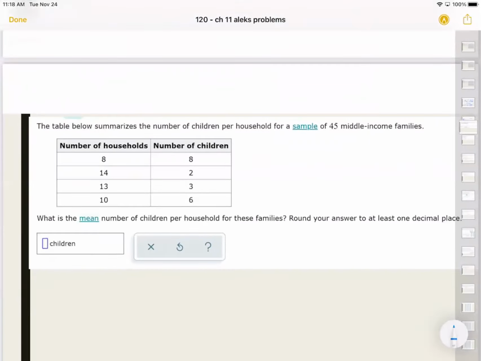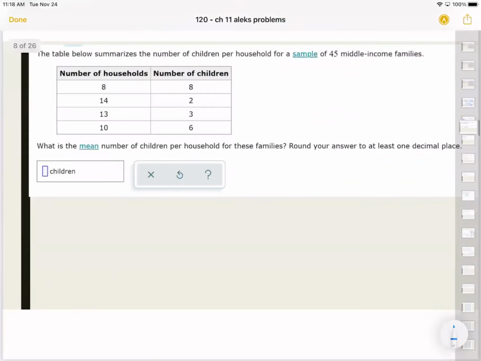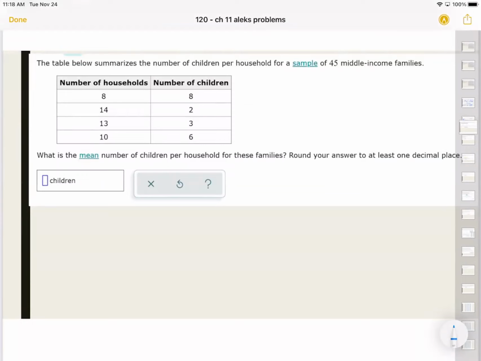Looking at this one here, this is another one that some of you might have a problem with. They give you a list and ask you to find, for a sample of 40 middle-income households, the mean number of children per household. So per household means you have to divide by the households, right? To find this mean, because you have multiple items, the first thing you need to do is take these two items and multiply them.